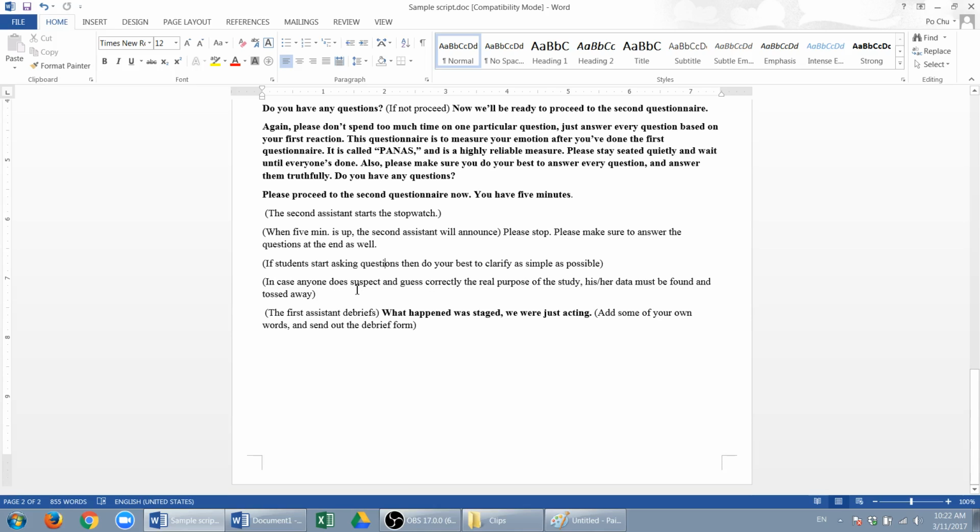And in case anybody does suspect and guess correctly the real purpose of the study, for example some student says in the manipulation check question, I think this is about sexism, then we need to find their data and toss it away, which sucks. I think it happened with a couple of students. Anyway, after that, when everything is done, we need to debrief.